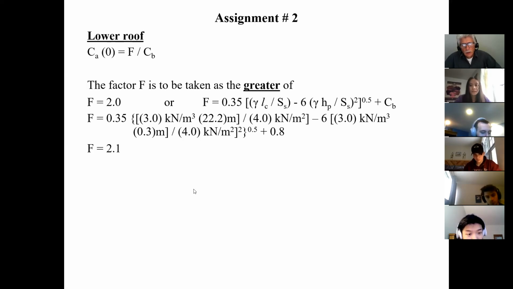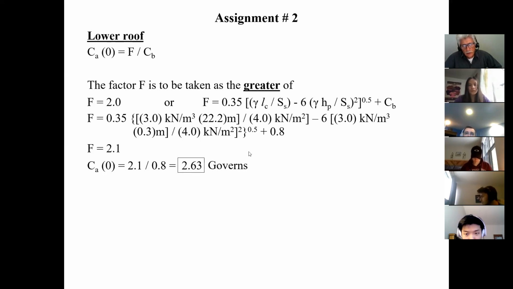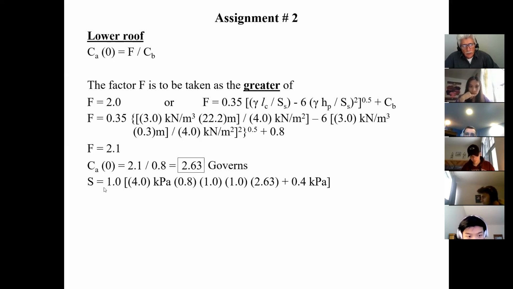Okay, so like I said, the unit weight of snow, you take it to be 3 kilonewtons per cubic meter. That's a realistic average unit weight of snow. But real snow is going to weigh much less than that, and it sometimes can even weigh a little bit more. So there's my F value, and of course it's greater than 2.1, therefore I will use this value here. And in this case, I divide it, and therefore I take the lesser of, and this is the one that's going to govern the shape or the accumulation where the upper roof meets the lower roof, 2.63.